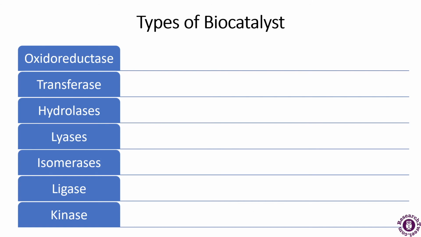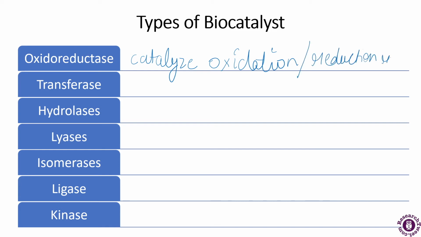The next is about the types of biocatalysts. These types are being shown. First we will discuss oxidoreductase. As the name suggests, they catalyze oxidation and reduction reactions. For example, alcohol dehydrogenase converts primary alcohols to aldehyde. So this is an example of oxidoreductase.